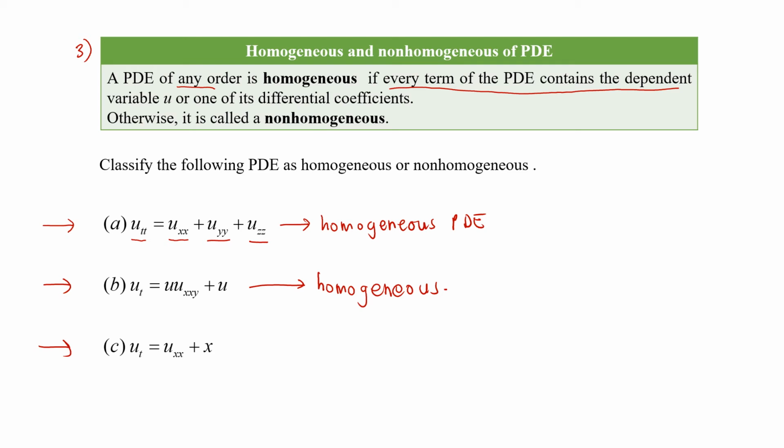The last one is this equation, ut equals uss plus x. The first term is a partial differential coefficient, and the second term is a partial differential coefficient. But the third term does not contain the dependent variable or a partial differential coefficient. So we can say that this is a non-homogeneous PDE.